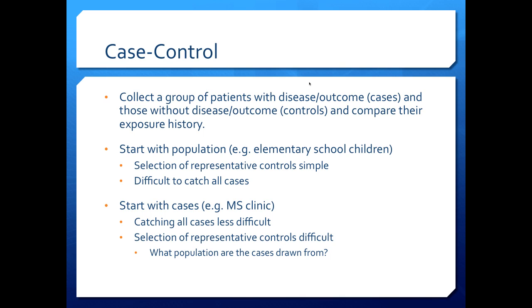Another option is to start with a particular set of cases. For example, all people diagnosed with multiple sclerosis at the MS clinic. In this case, getting all the cases is less difficult, but deciding what a reasonable control group is much more challenging. In other words, what is the population from which these cases were drawn, and how can you get a representative sample of that population for comparison?